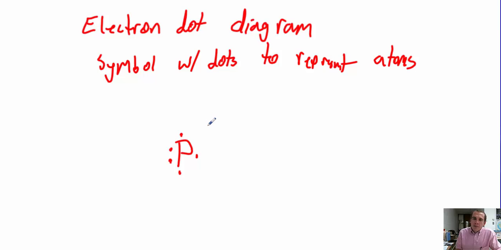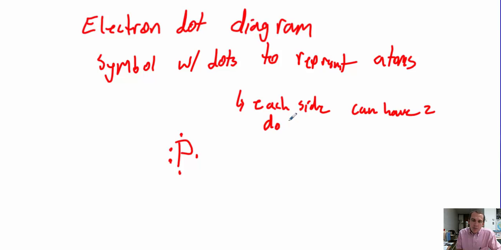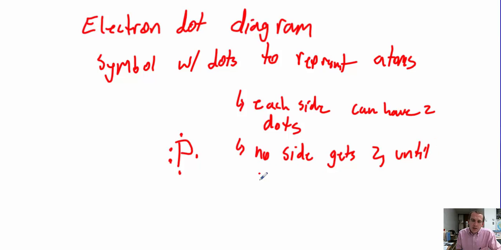Now, I didn't do that randomly. Okay, so there are a couple rules here. Each side can have 2 dots. Okay, these dots, remember, are representing valence electrons. But no side gets 2 until all sides have 1. There's only one exception to this rule, and it's helium.